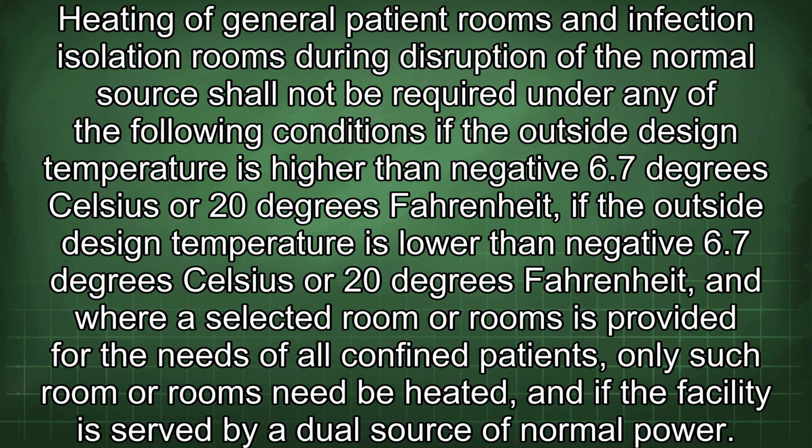Heating of general patient rooms and infection isolation rooms during disruption of the normal source shall not be required under any of the following conditions: if the outside design temperature is higher than -6.7 degrees Celsius or 20 degrees Fahrenheit; if the outside design temperature is lower than -6.7 degrees Celsius or 20 degrees Fahrenheit, and where a selected room or rooms is provided for the needs of all confined patients, only such room or rooms need be heated; and if the facility is served by a dual source of normal power.